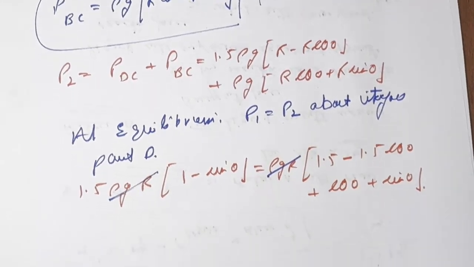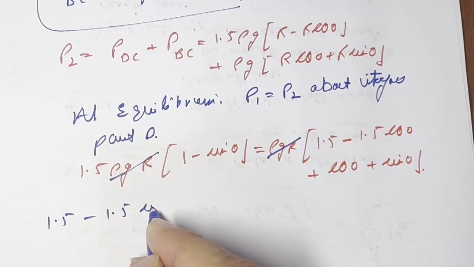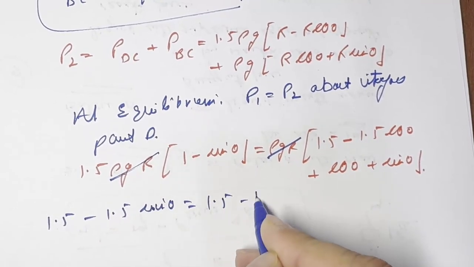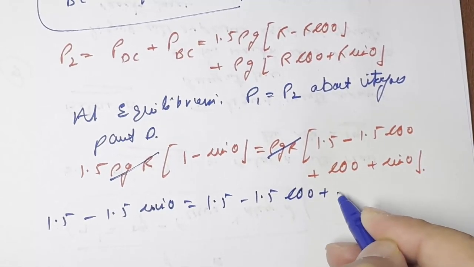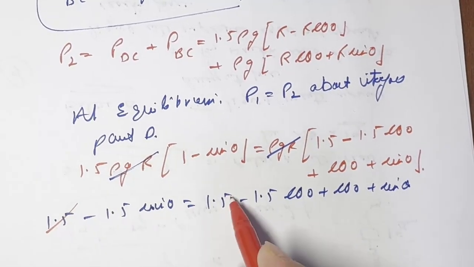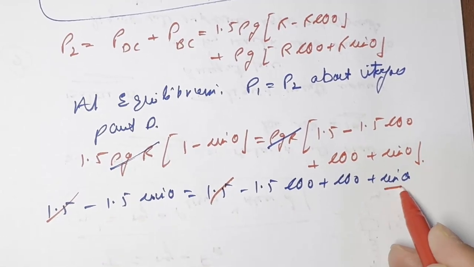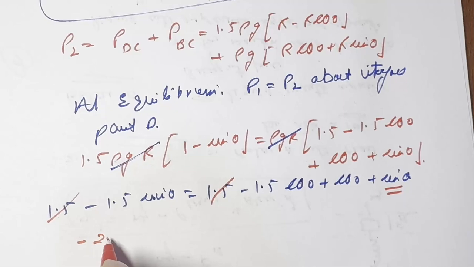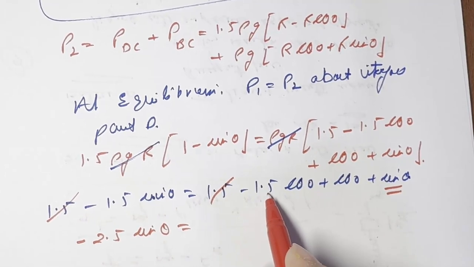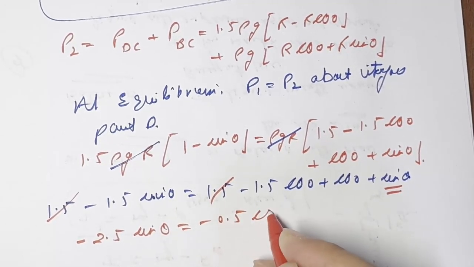Rho g cancels out, so we multiply it inside, and we get 1.5 minus 1.5 sine of theta is equal to 1.5 minus 1.5 cos of theta plus cos of theta plus sine of theta. This 1.5 and this 1.5 cancel out, so we have here minus 1.5 sine of theta, and here we have sine of theta, so this becomes minus 2.5 sine of theta, and this is minus 1.5 cos theta, and this is plus cos of theta, so this becomes minus 0.5 cos of theta.